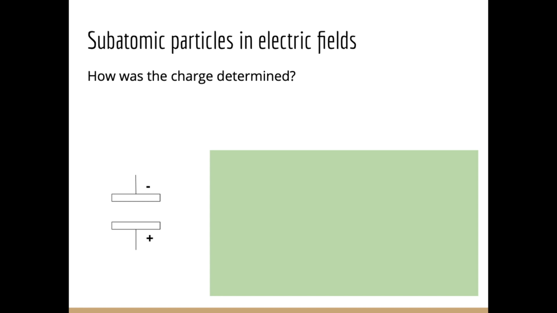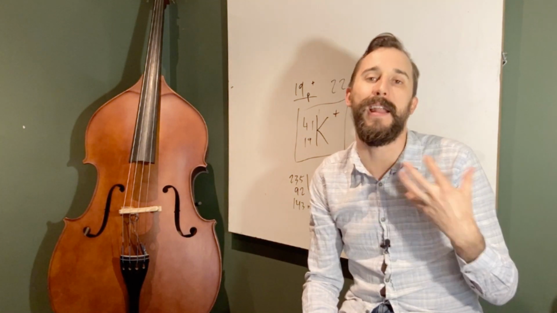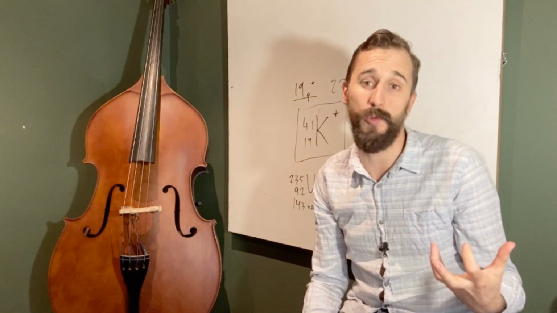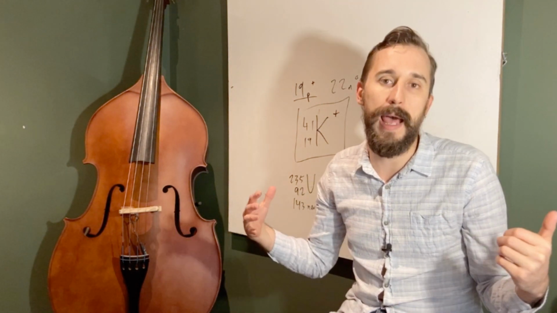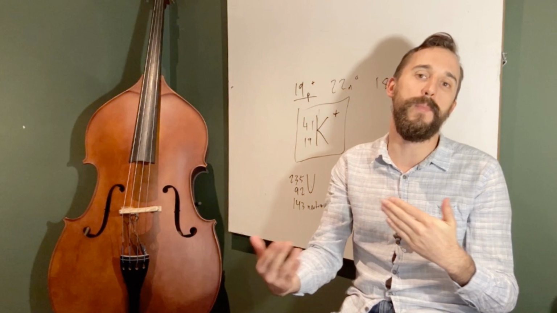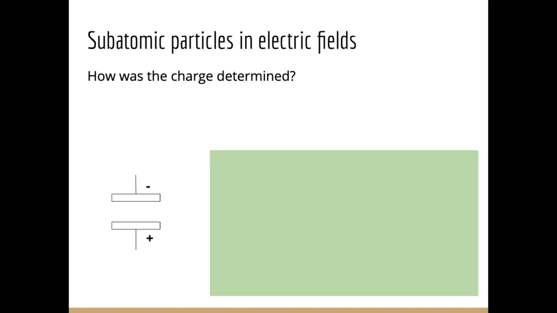Question. How was the charge determined? How did they determine that they had a positive charge for the protons and a negative charge for the electrons and a neutral charge for the neutrons? Well, what they did is they exposed them to an electric field, and then based on their movement, they could infer what the charge of the particle had to be. What do I mean by that?